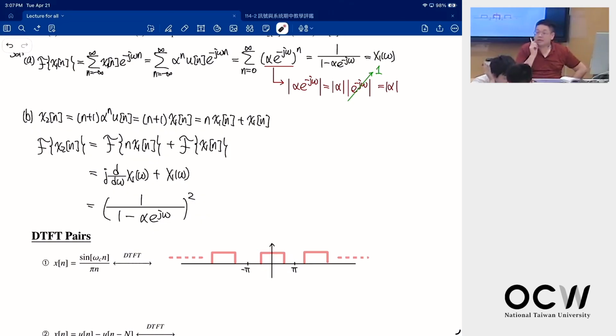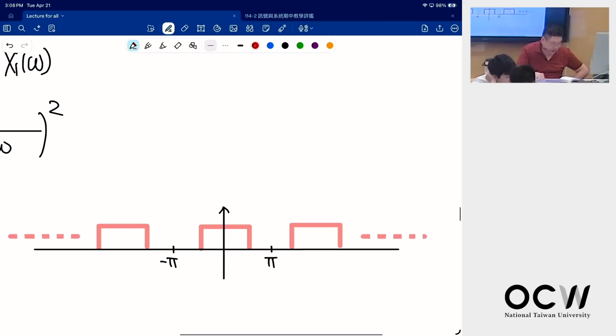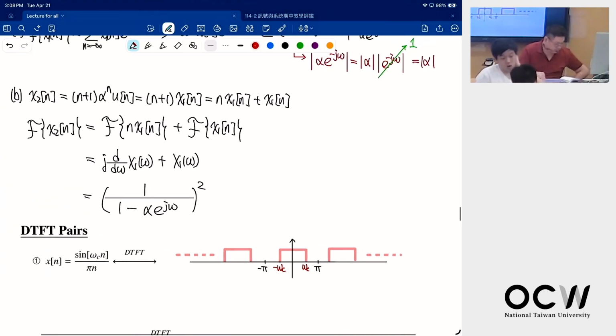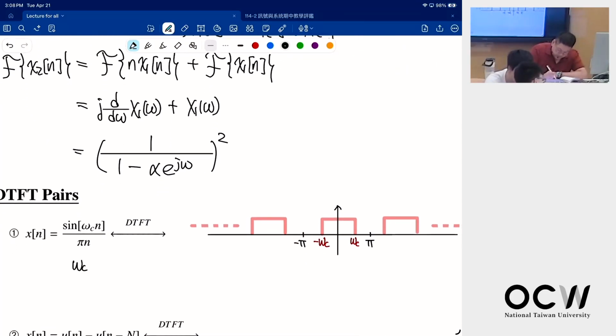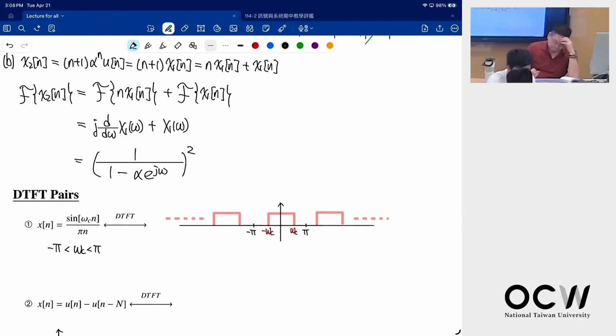But for the discrete-time Fourier transform, we know that in the frequency domain, it's periodic. So I have a rectangular pulse train. And here is omega c and minus omega c. And we assume that your omega c, the frequency, is between pi and minus pi.